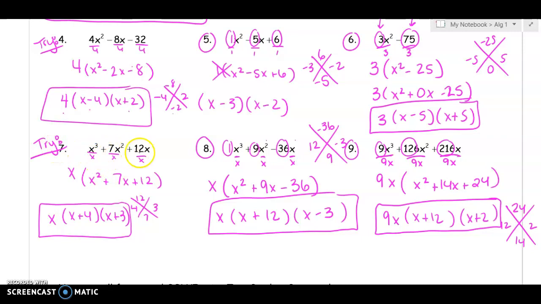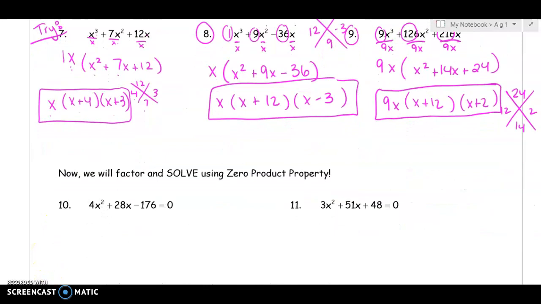For number 7, there is no number other than 1 for your GCF, so if you put a 1 here, that's totally fine. But otherwise, the x's, they all have x in common. You take the smallest one, which would be x to the first. That's our GCF. Divide each term by x. X cubed divided by x is x squared. This equals 7x, and 12x over x is 12. Then you can do your box problem. It's got to multiply to 12 and add to be 7. Those two numbers are 4 and 3, so x plus 4 times x plus 3, with the GCF right out in front.